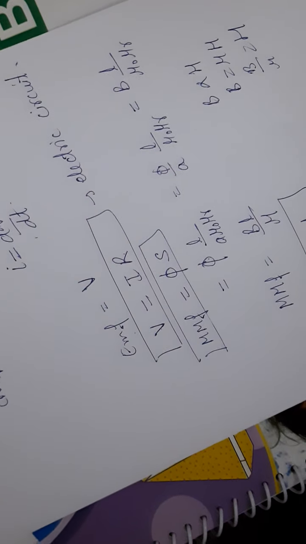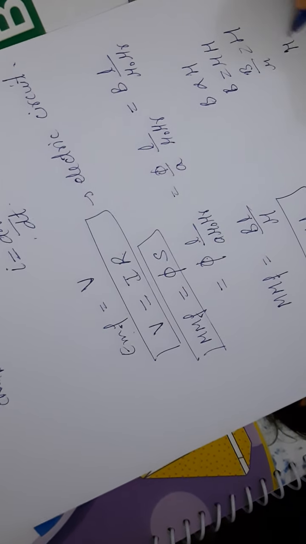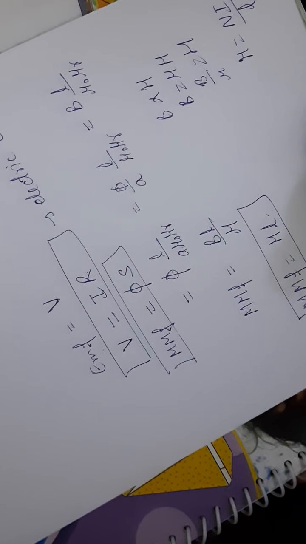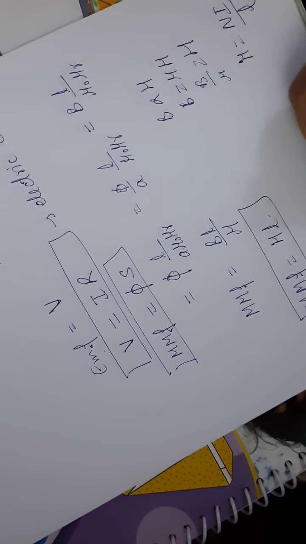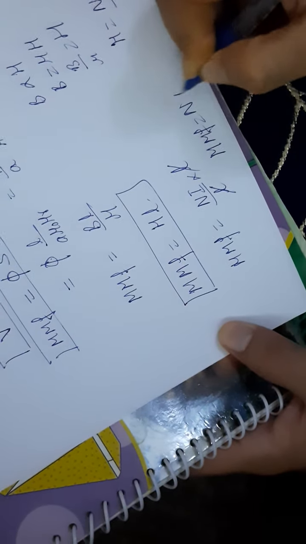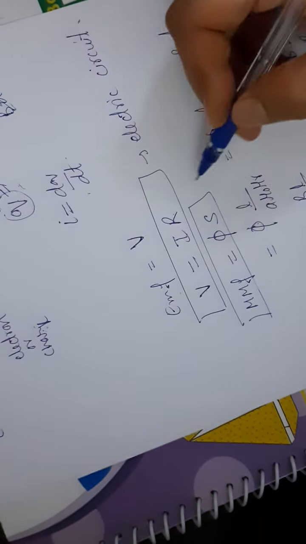I also know that this H is nothing but Ni divided by L. So if I substitute it here, I get MMF is equal to H, which is Ni by L, multiplied by L. So L will cancel, and I'm left with MMF is equal to N into I. So these are the three basic forms of MMF: MMF is equal to phi into S, MMF is equal to H into L, and MMF is equal to N into I. So, you got it? There are three general formulas for MMF.